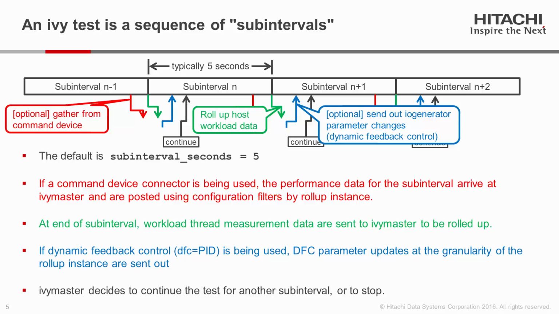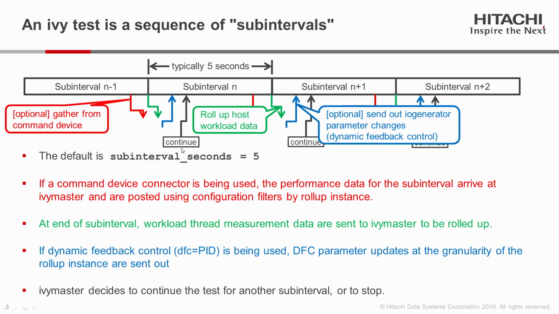And then optionally at that point, if you're using dynamic feedback control, we can send out I/O generator parameter updates to all the leaves on the tree. So that's how we accomplish dynamic feedback control. So it's once every 5 seconds, we update it. And after a short delay within the next subinterval, it's actually fairly short, the effects of the previous subinterval immediately have an impact on, for example, the IOPS that are being used in the next subinterval.